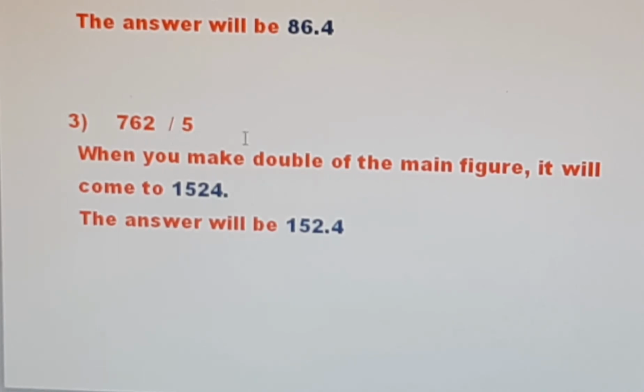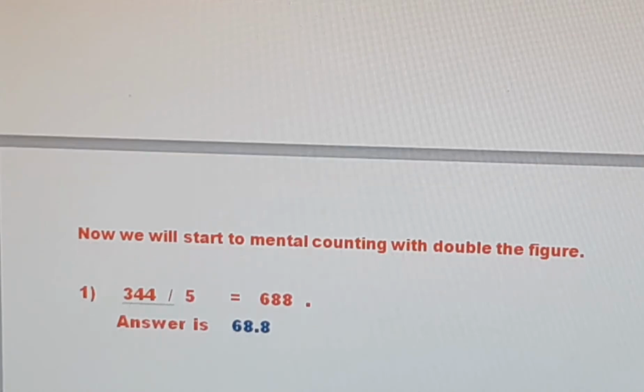Okay, now we will go for another example. 762 divided by 5. You have to double the figure. Double of 2 is 4. Very good. Double of 6 is 12, so that is a carry forward number. You have to put 2 here and the carry forward number will come here. Double of 7 is 14, plus 1 is 15. So you have to put the decimal point here. 152.4 is the answer.